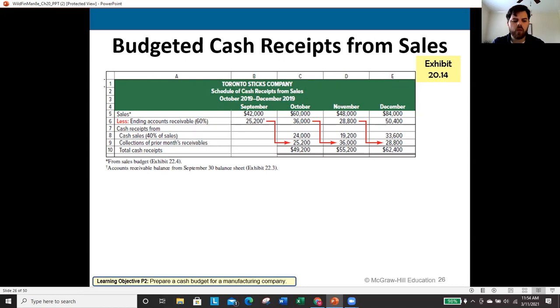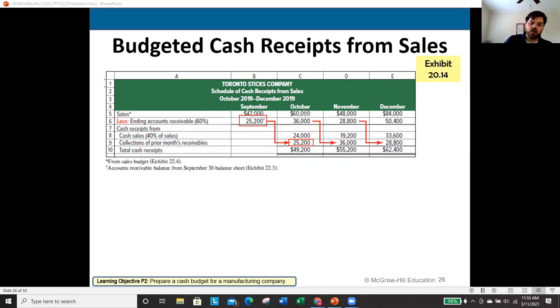Once again, reaching all the way back to that sales budget, we see that my 42, my 60, and my 48 are those budgeted sales amounts. And what we then see, the 42, of course, being from September, but we need that information now because some of those sales were in cash, but some of them were on credit. So what we will see now is that this 25,200 was actually the 60% of the 42 in September, meaning it will not be collected until October.